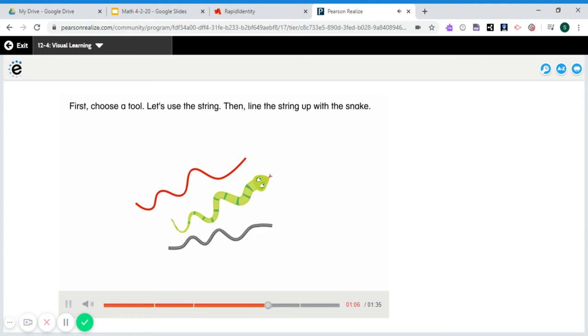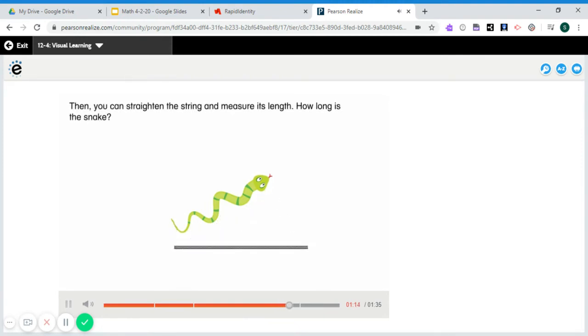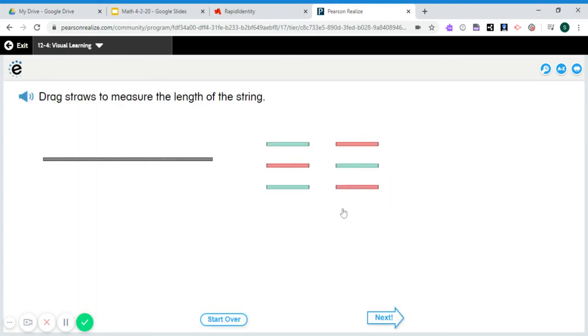First, choose a tool. Let's use the string. Then, line the string up with the snake. Then, you can straighten the string and measure its length. How long is the snake? Try it. Drag straws to measure the length of the string. I am going to drag the straws.